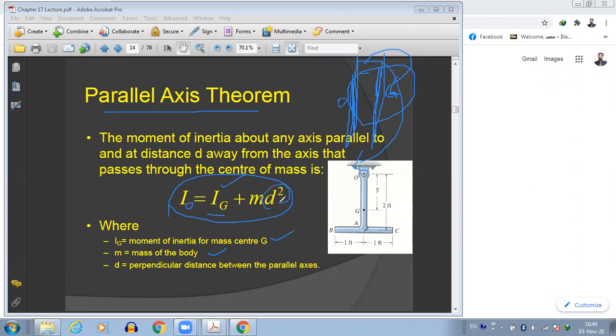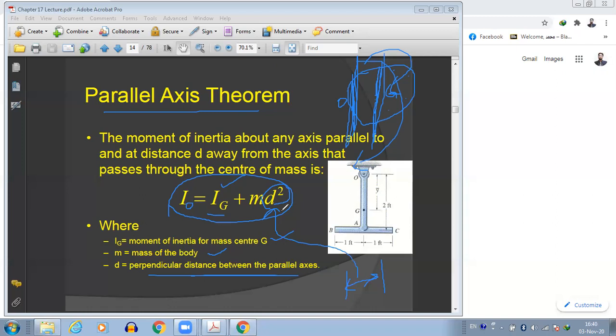And D is basically what? It is the perpendicular distance between these parallel axes. So one axis is this, the other axis is this. The perpendicular distance between them is actually D. Okay. Things will be much more clear to you when we start solving a problem.